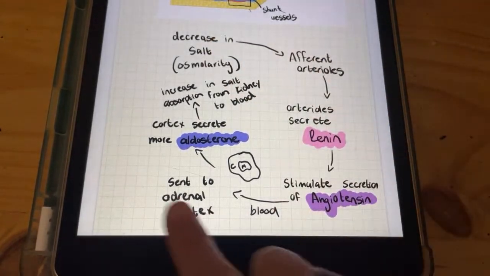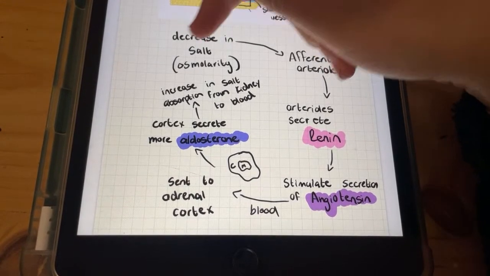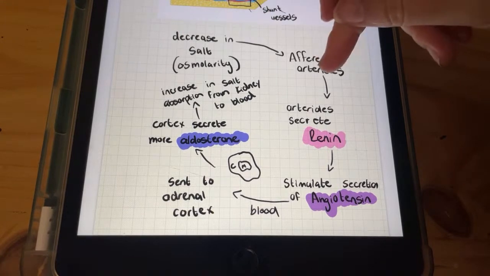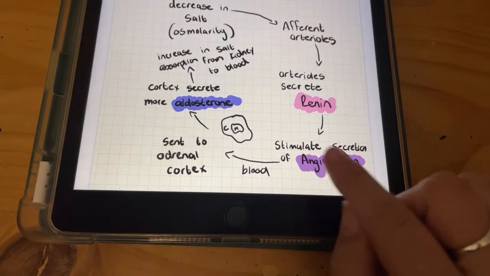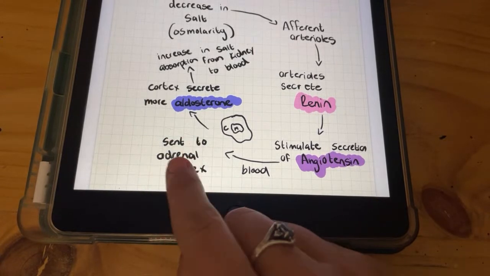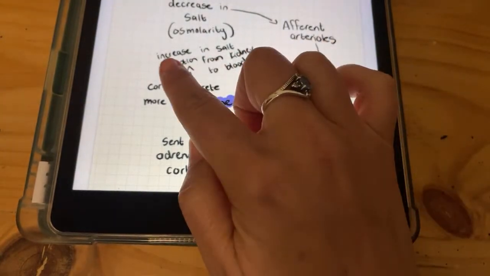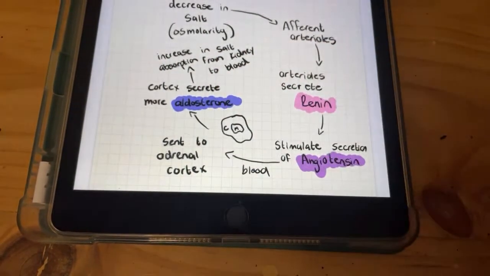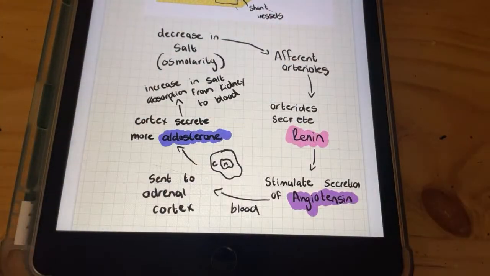You would just write the opposite, everyone, if you had too much salt. If there is an increase in salt, then the afferent arterioles will secrete less renin, which means they will secrete less angiotensin, and that will then inhibit the adrenal cortex to secrete less aldosterone, so that there is a decrease in the salt absorption from the kidney to the blood. In other words, you just do the opposite of what I've written here if you have too much salt, or if you've consumed too much salt.